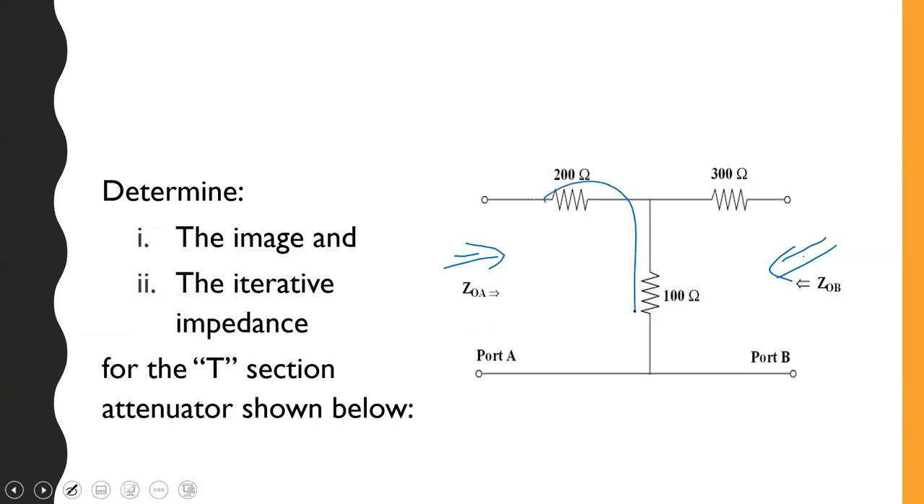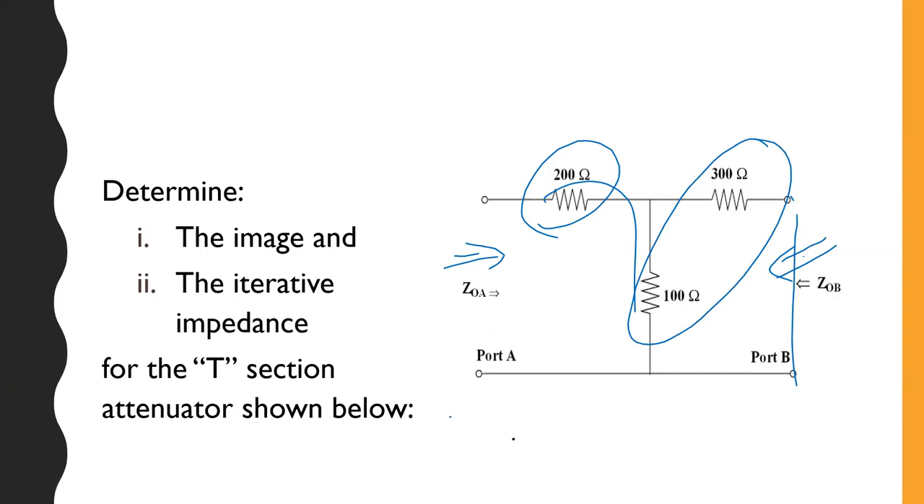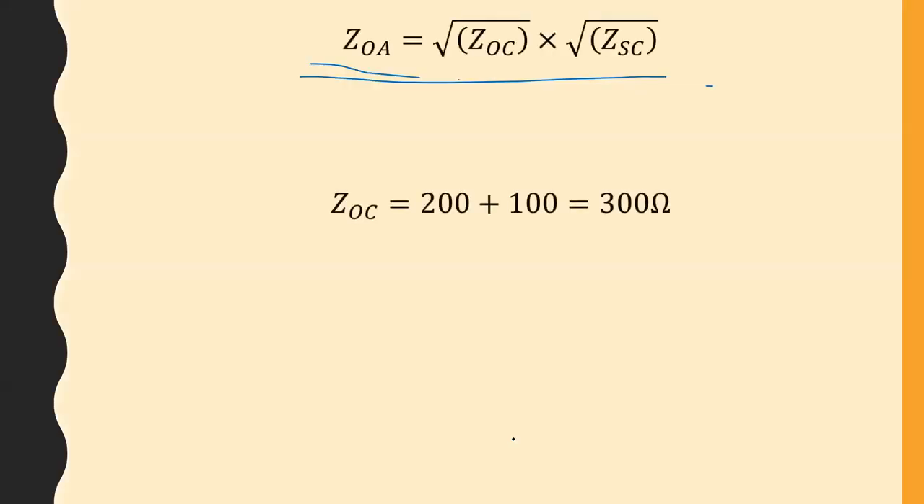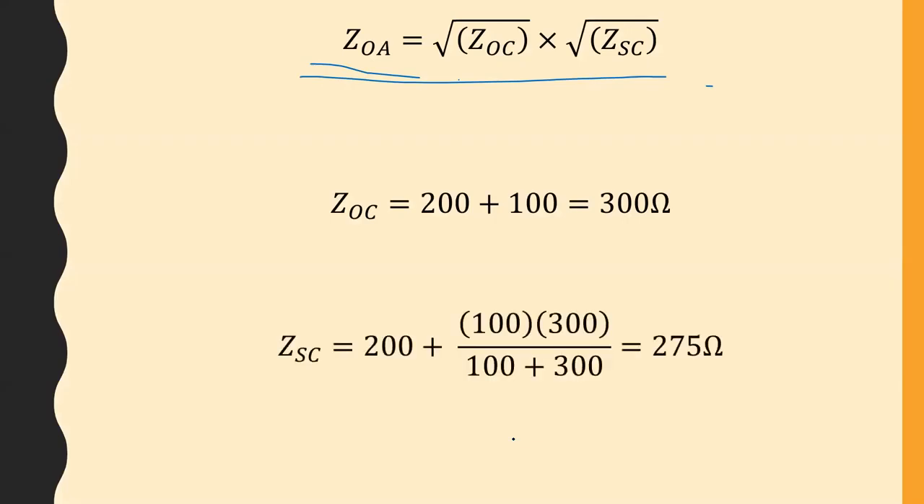300. These are in series. And then if I short circuit, I'll have 200 plus these in parallel, right? Yes, 275. Good. So we have the open circuit being equal to 300 and the short circuit being 275. So for OA, we get 287.2 ohms.